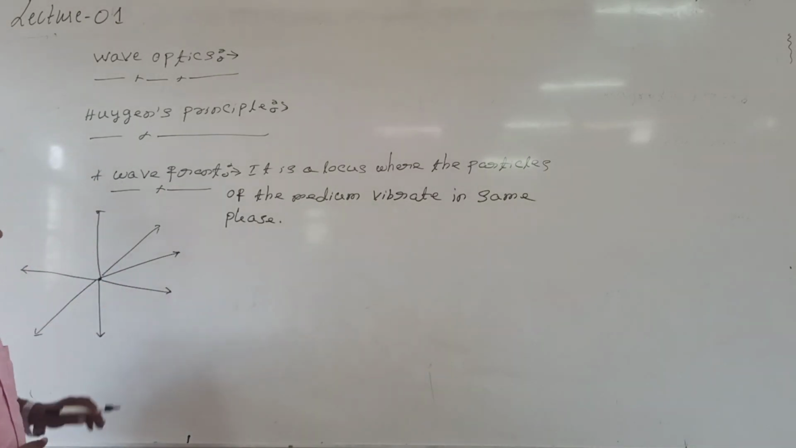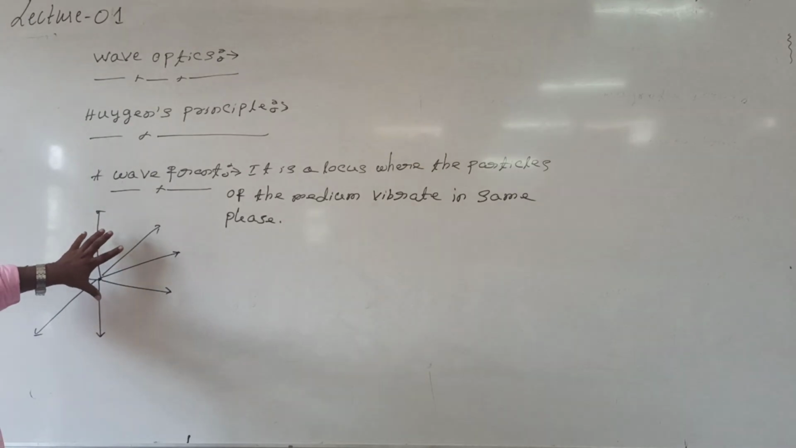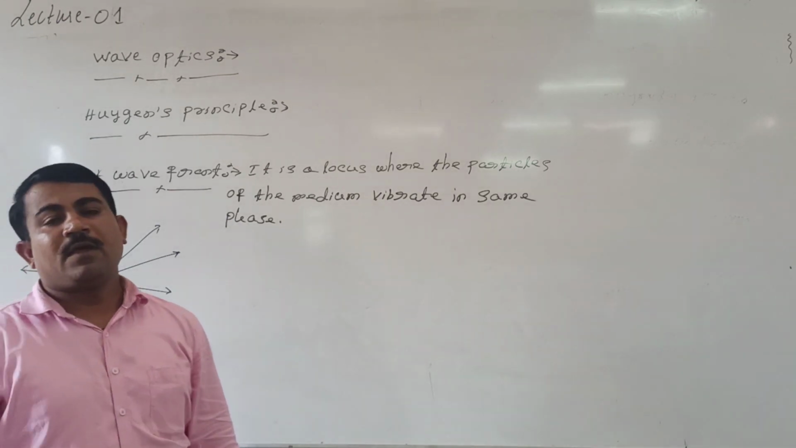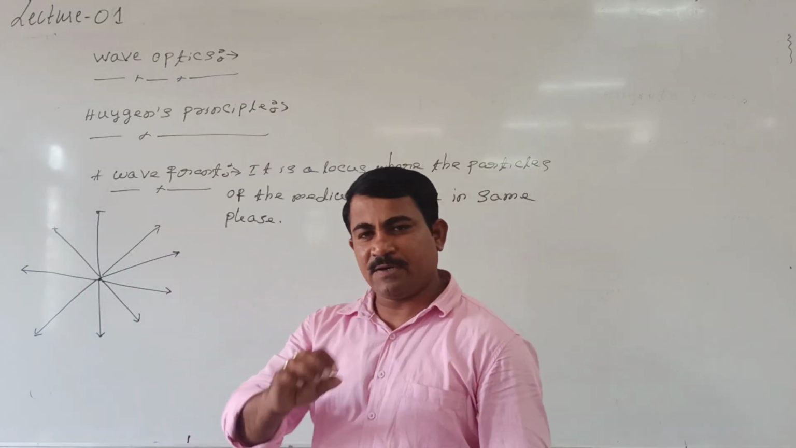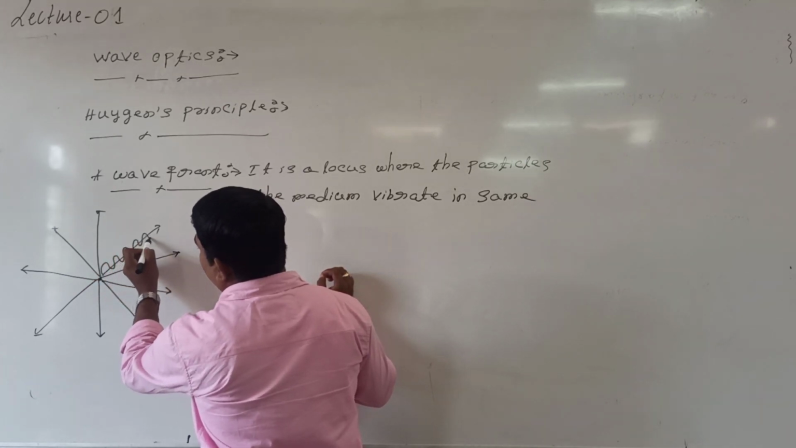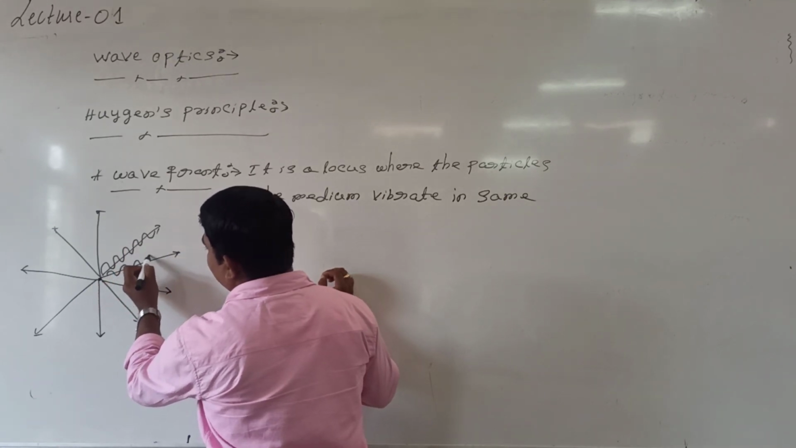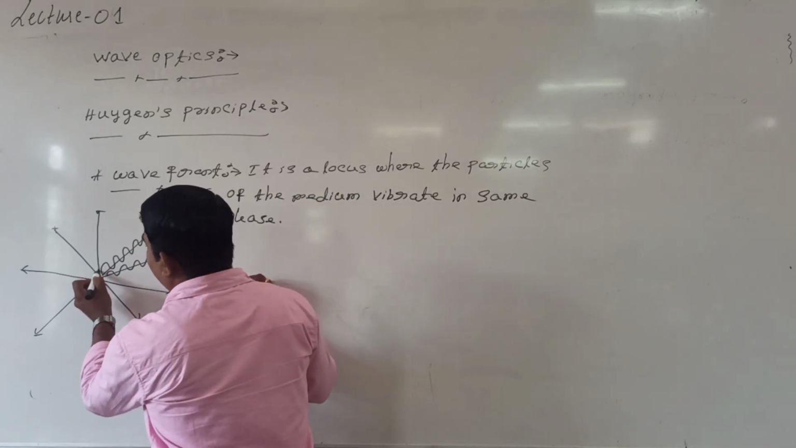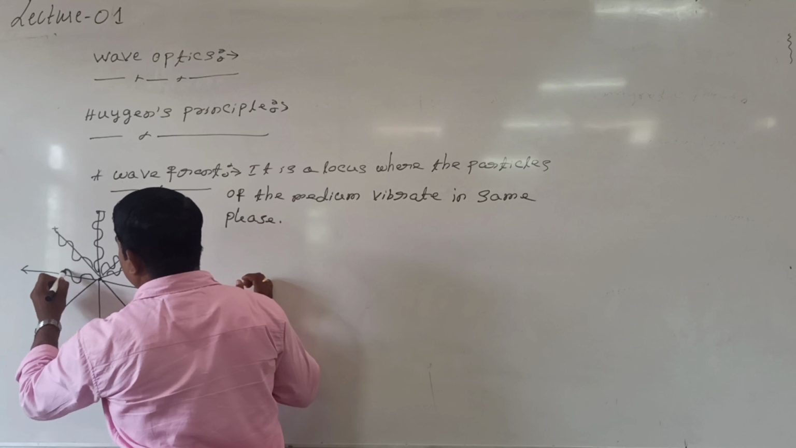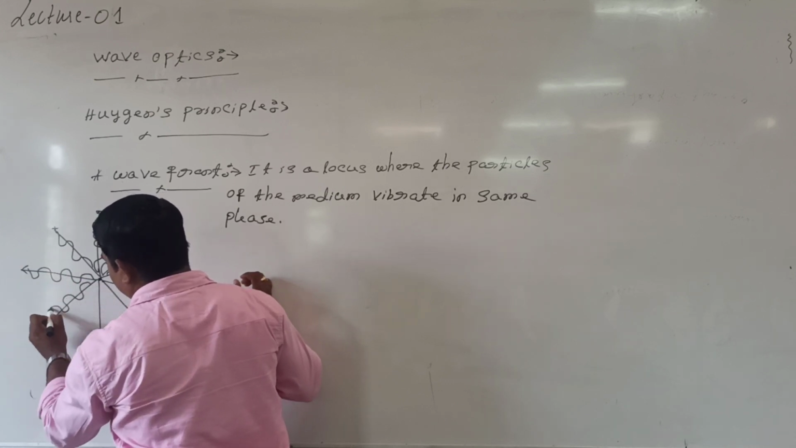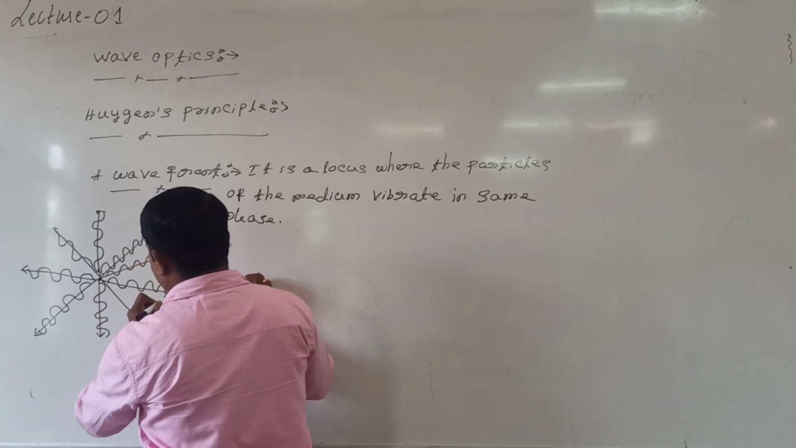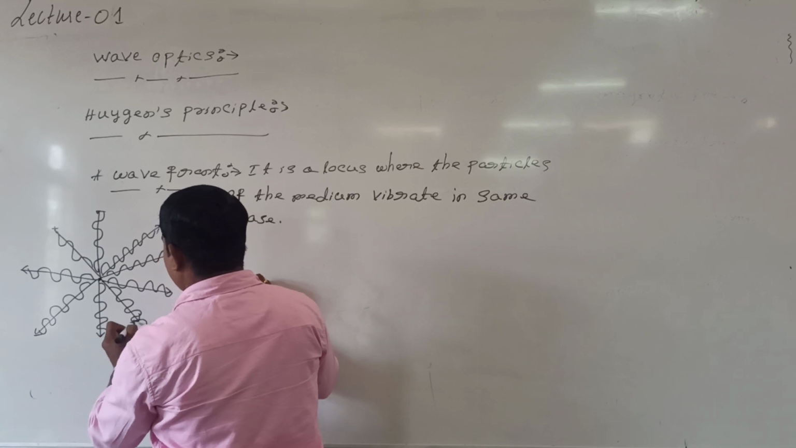This is nothing but a point source of the light. From a point source of light, light waves can spread in all directions. If the light is going in this direction, how can the wave move? See here. The wave can move like this. Like this the wave can move. Right or wrong? How can the light move? It can move like this. Simply it can move like this. In this way light can move.